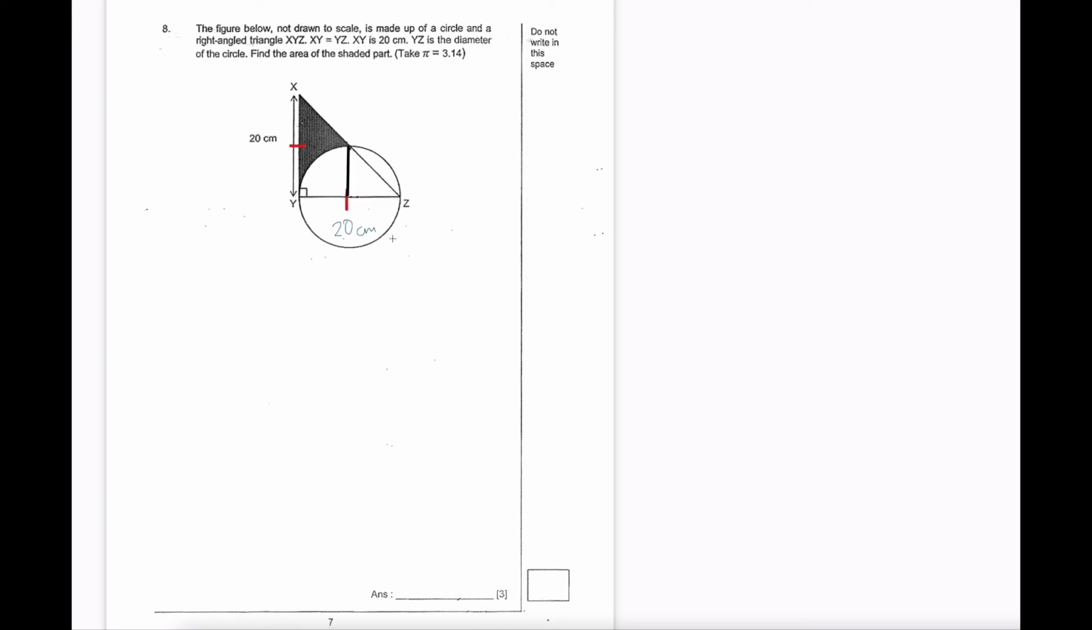Okay, so do you see it? This is the quadrant and this is the triangle. Okay, I cut it directly in the middle. So this is 10 cm and this is also 10 cm. Got it? So let's find the area of the small triangle.